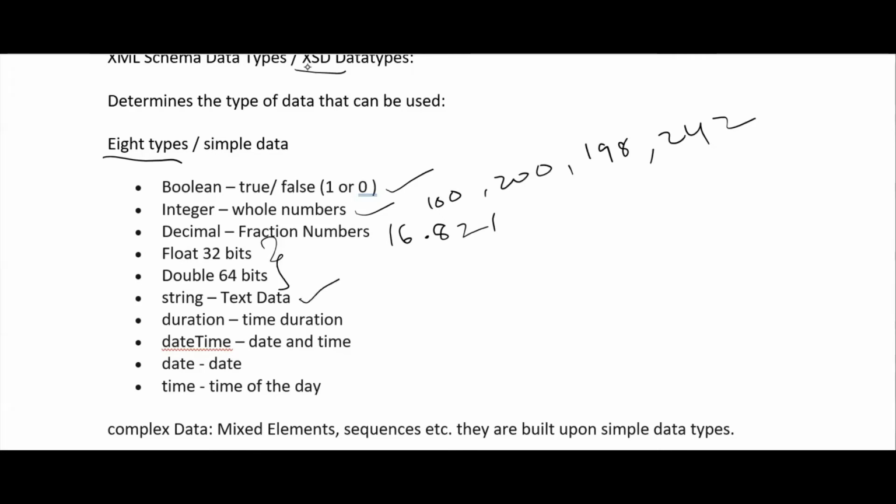Next, coming to the string, which we all know is text data, a group of characters together. And the next one is duration. Duration is the time duration, like 3 hours 45 minutes and 2 seconds, something like that.